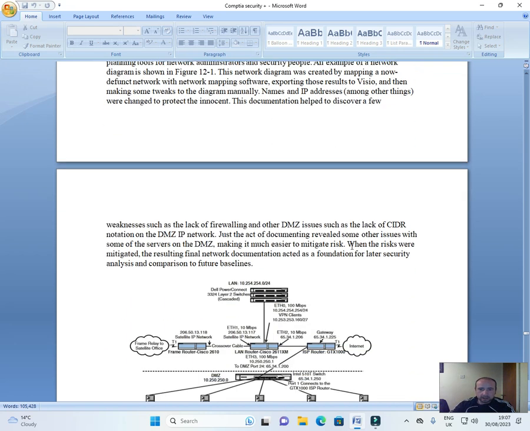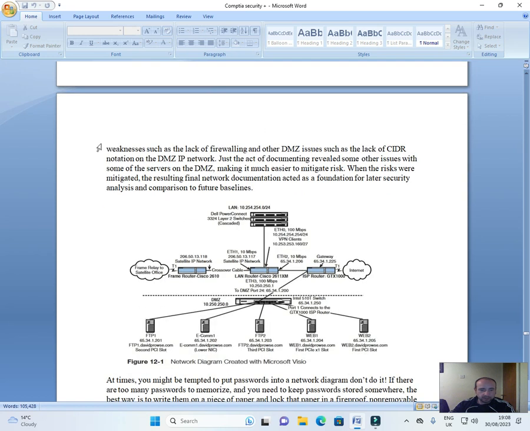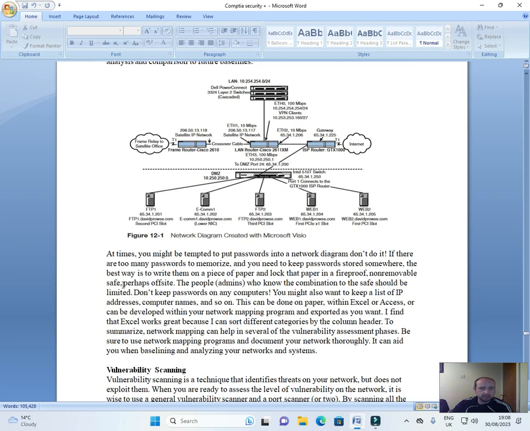This documentation helped to discover a few weaknesses such as the lack of firewalling and other DMZ issues such as the lack of CIDR notation on the DMZ IP network. Just the act of documenting revealed some other issues with some of the servers on the DMZ, making it much easier to mitigate risk. When the risks were mitigated, the resulting final network documentation acted as a foundation for later security analysis and comparison to future baselines.